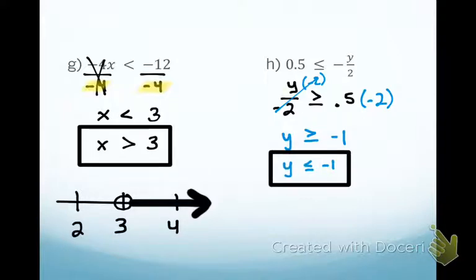Very good. We are just flipping that symbol. So here it was a greater than. Now it has to become a less than because the last thing I did was multiply by a negative number on both sides. All right, I want you guys to graph it on your own.